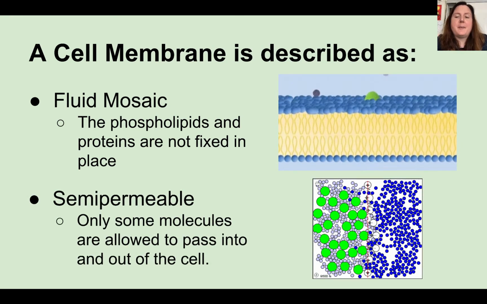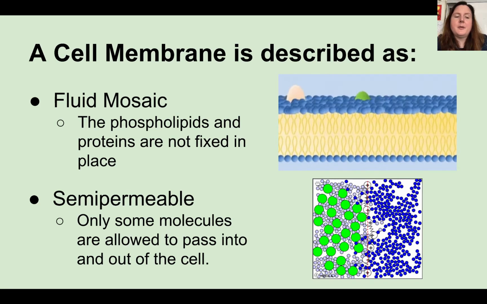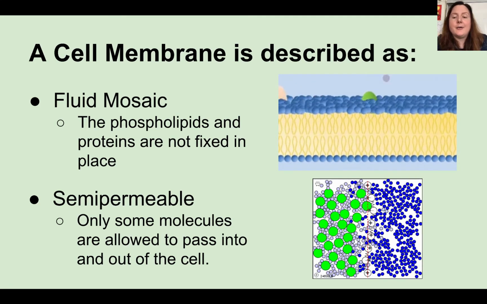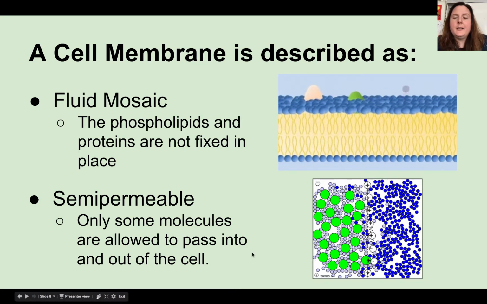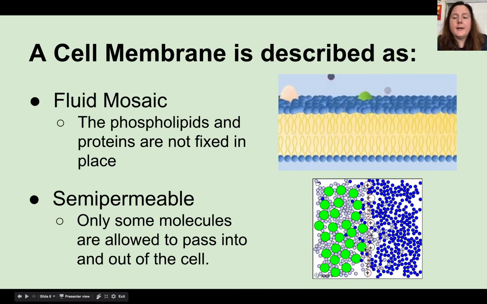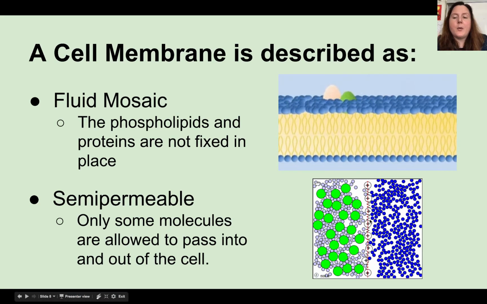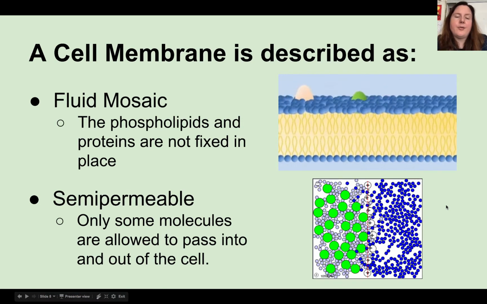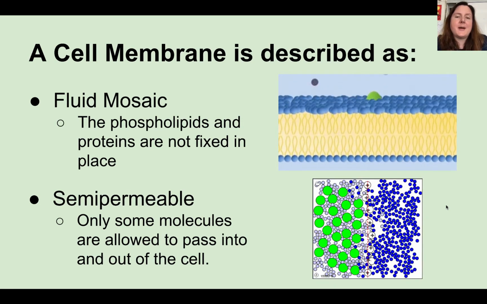Next is semipermeable. Semipermeable is where only some molecules are allowed to go in or out of the cell. And so here, this red dotted line is the cell membrane, and it's only allowing the blue and the white ones to go in and out. The green ones can't fit, so they can't go through that cell membrane. So that is semipermeable.